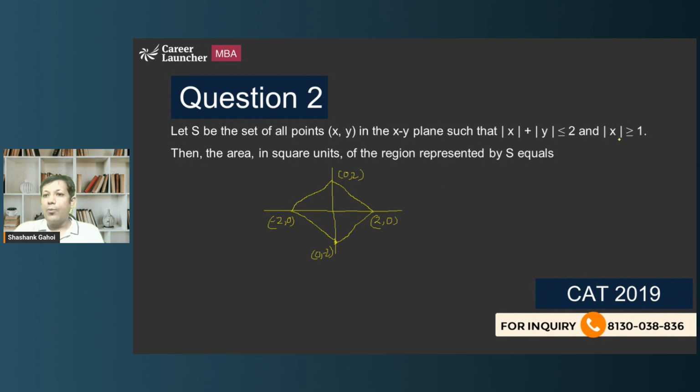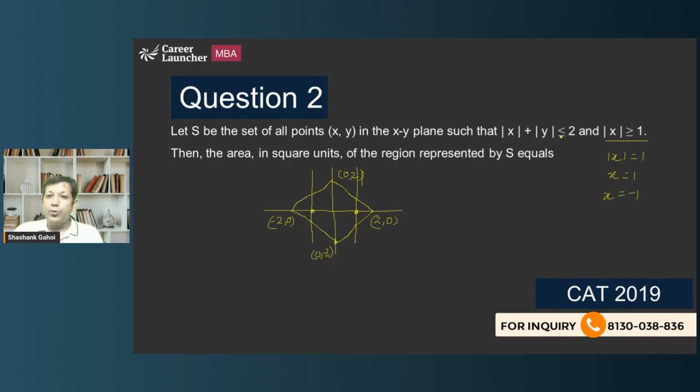Okay. Now mod X is greater than 1. So I'm not going to take less or greater, I'm simply going to take mod X equal to 1. So mod X equal to 1 means X equal to 1 and X equal to minus 1. So what is X equal to 1? It's not a point, it's a line. X equal to 1 is going to be a line that is parallel to the Y axis. So that is going to be a line like this. And this point is going to be 1, 0.